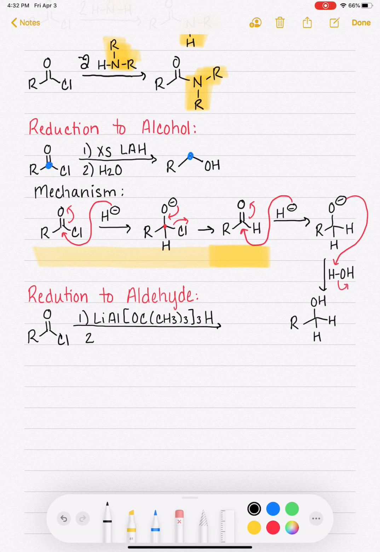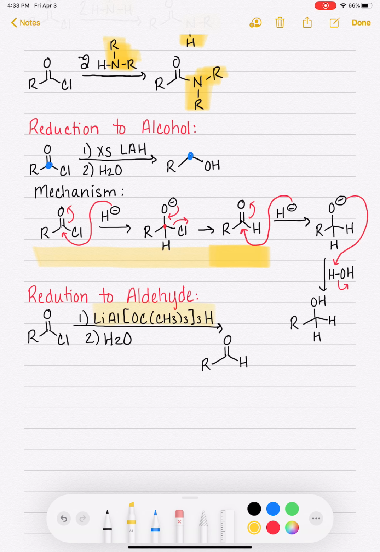And step 2, just like normal, step 2 is water. So you're familiar with this tert-butoxy group. That's our bulky base that we use when we're trying to do certain types of elimination reactions. This hydride reagent, because of its bulkiness, makes it very difficult to react. It will react with the acid chloride and turn it into an aldehyde, but this lithium aluminum tri-tert-butoxy hydride will not react with aldehydes.